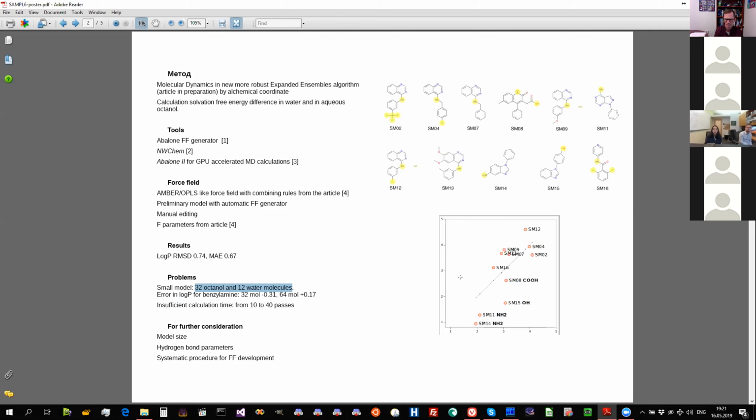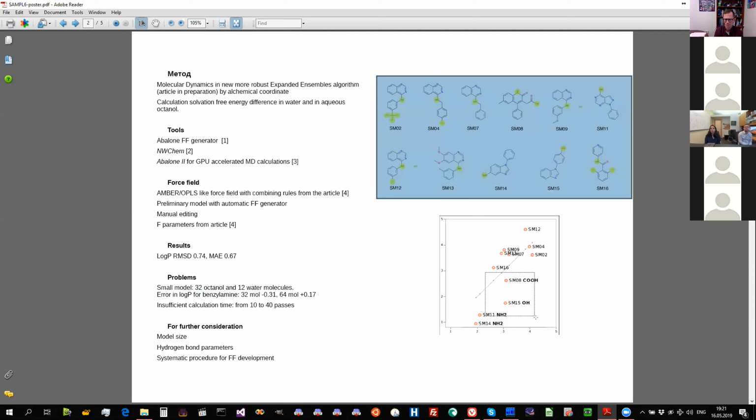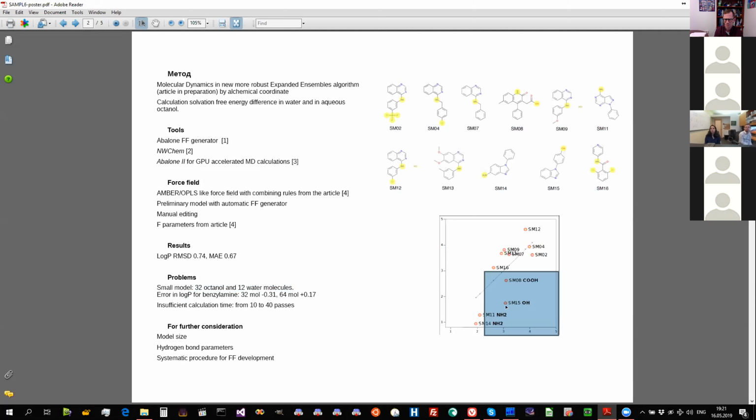I simply saw that all substances with an additional hydrogen bond, like this one, like this one, are all grouped on the right side. So these two try to be in water more than in octanol. So I should have some disbalance of hydrogen bond in this force field. The hydrogen bond is the weakest point now, so this is not a finished job. I'm now working on it.